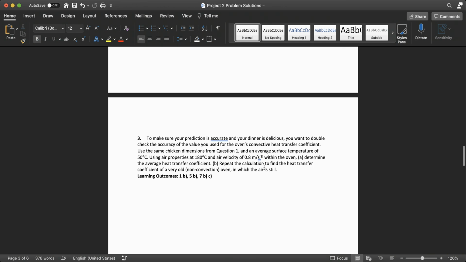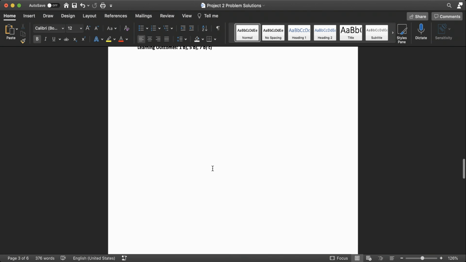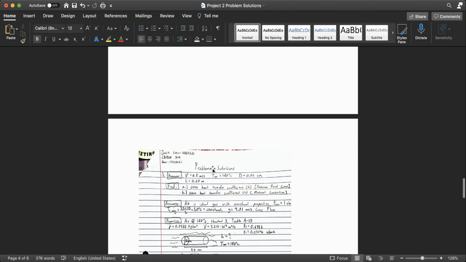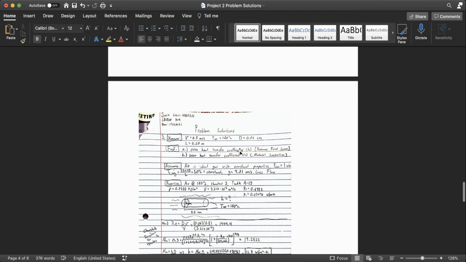So moving on to the last problem, we're still working with the same system here, making our dinner, except now we're going to go back and try to find a more accurate heat transfer coefficient for the oven. So for part A, we will find the heat transfer coefficient for an average convection oven, and then for part B, we will find the heat transfer coefficient for a very old oven in which the air is still, so there's no convection, just natural convection is going to be happening in there. And so we'll see that is indeed the case.